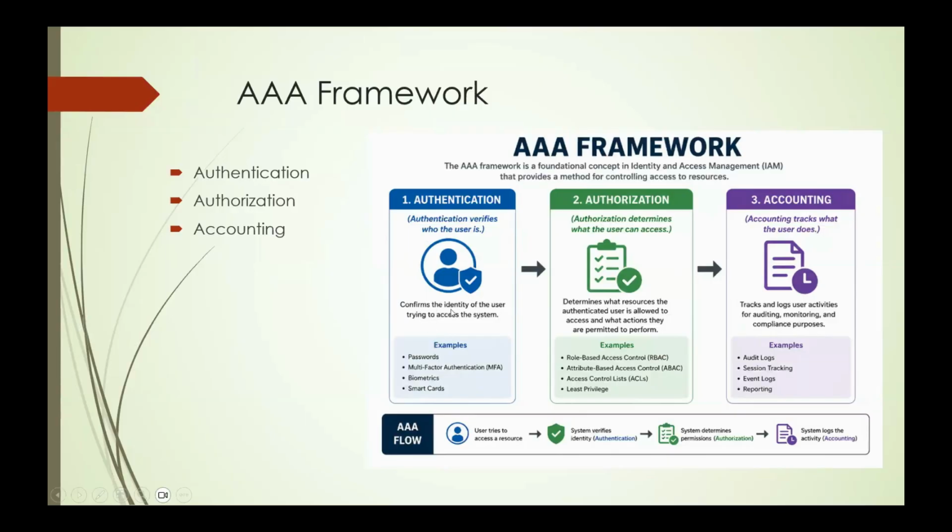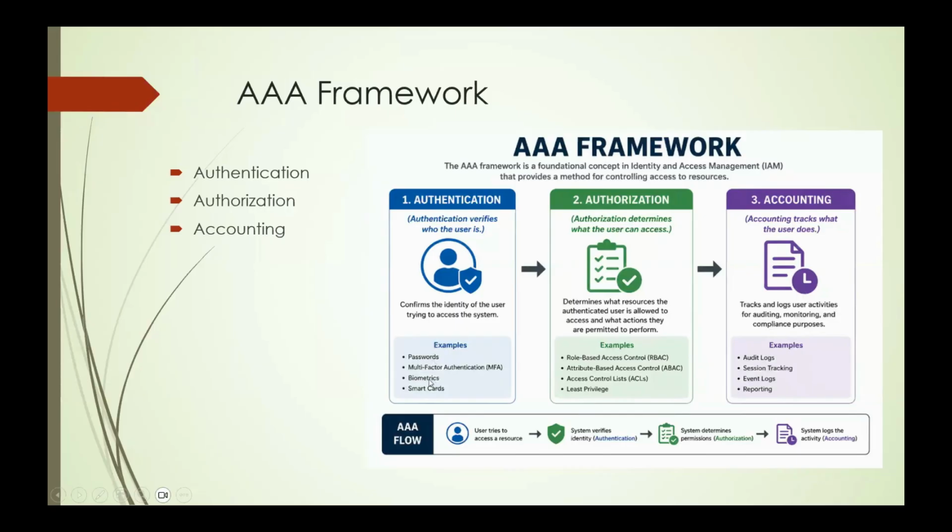In authentication, the system confirms the identity of the user trying to access it, and authorization determines what resources the authenticated user is allowed to access and what actions they are permitted to perform. And accounting tracks and logs user activities for auditing, monitoring, and compliance purposes.